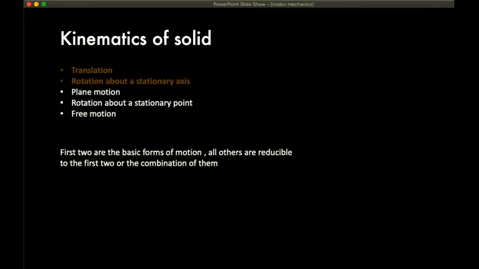Now, given an object that is moving in space, it could do two things. It could either translate or it could rotate about a stationary axis, and any other kind of motion is essentially going to be a combination of these two, like a plane motion or rotation about a stationary point and a free motion, etc. So if we study the translation and rotation about a stationary axis, we would break down any motion into combinations of these two. So let's study these two.